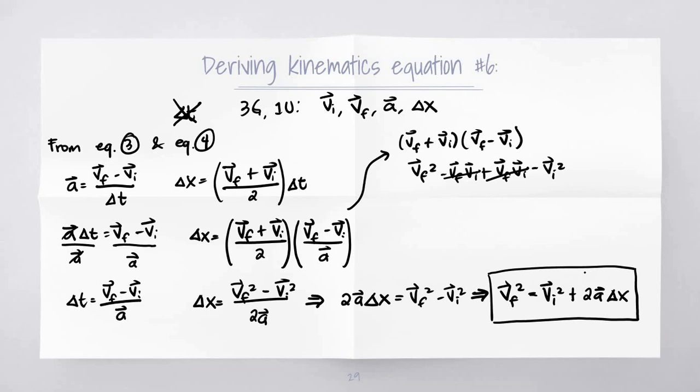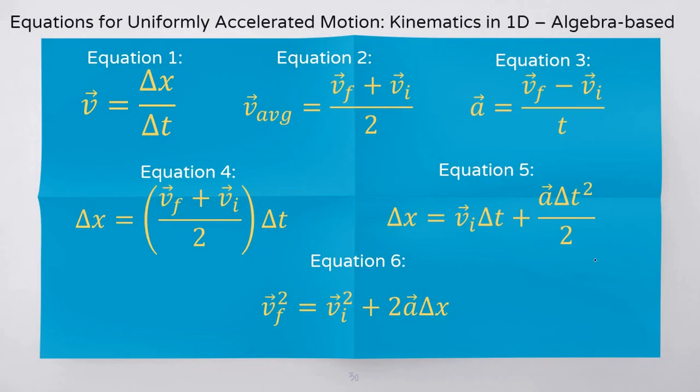Alright, to wrap it all up, these are the 6 kinematics equations for, again, uniformly accelerated motion, but then this is in one dimension. So equation number 1 is the formula for velocity. Equation number 2 is the average velocity formula. Equation number 3 is the formula for acceleration.